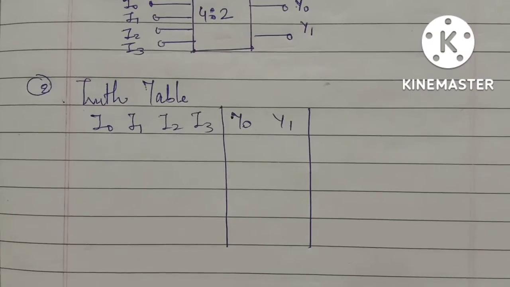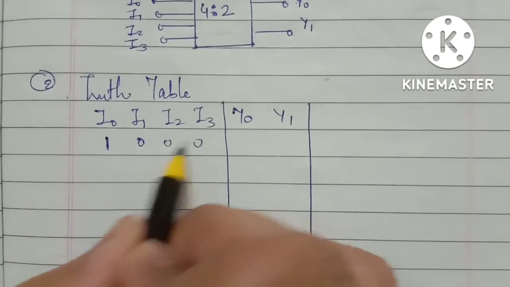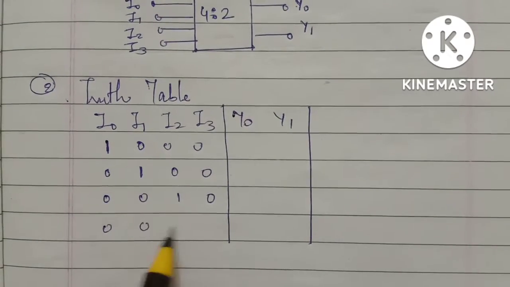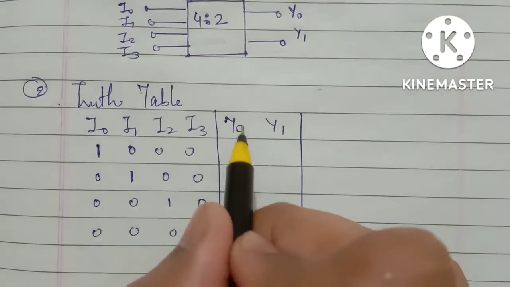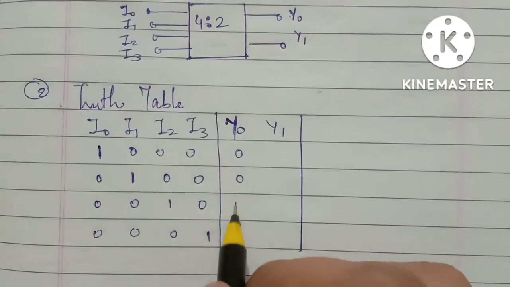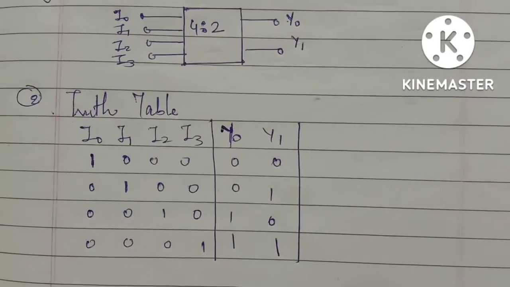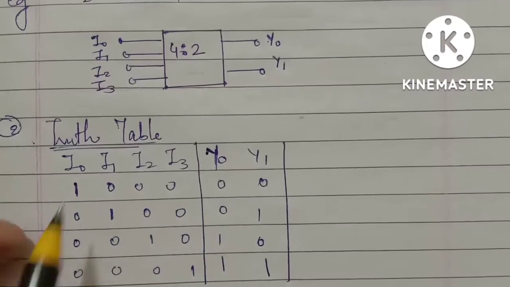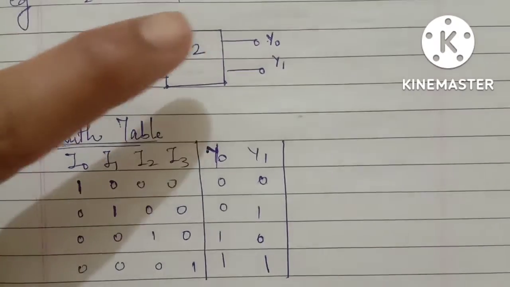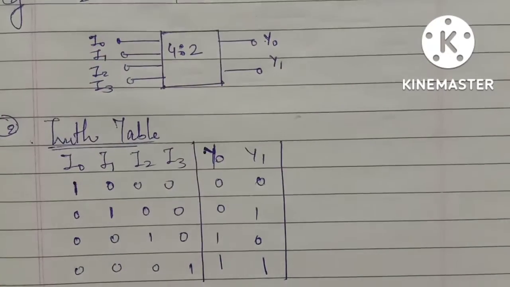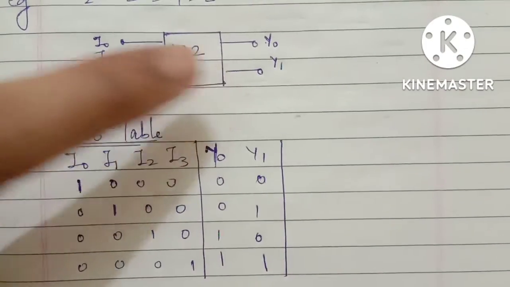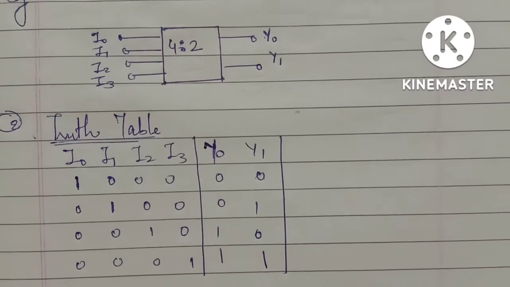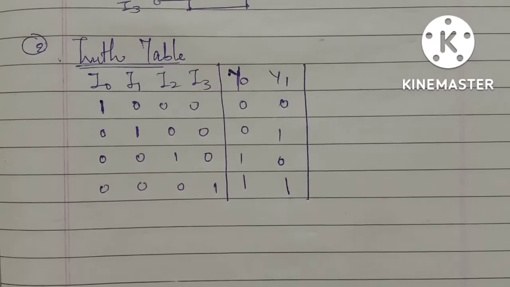Whenever I0 is selected, the rest will all be 0. Suppose this one is selected, then the others will be 0. And then the output possibilities are 00, 01, 10, 11. Understood? There are 4 inputs and you will get 2 outputs. But how is y0 linked with the inputs I1, I2, I3, and how is y1 related with them? For that we have to write the expression, to see how they are related.